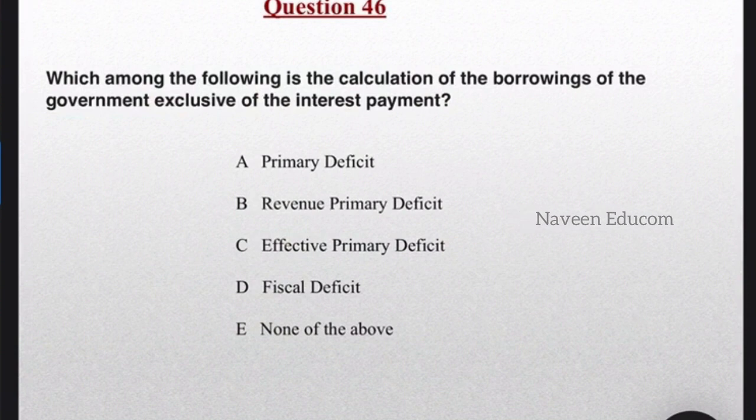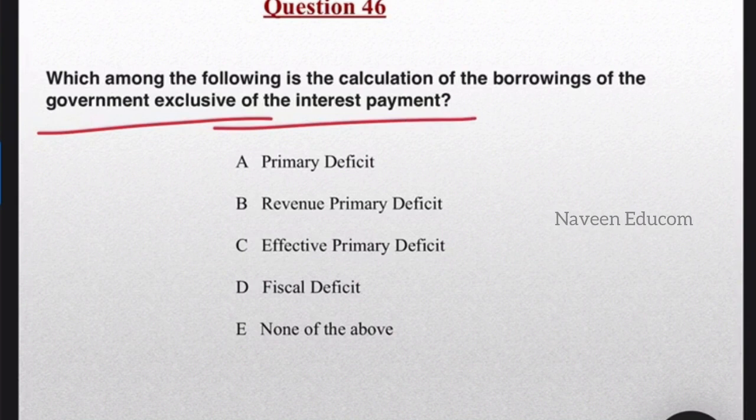Coming to the next question, which among the following is the calculation of the borrowings of the government exclusive of the interest payment?